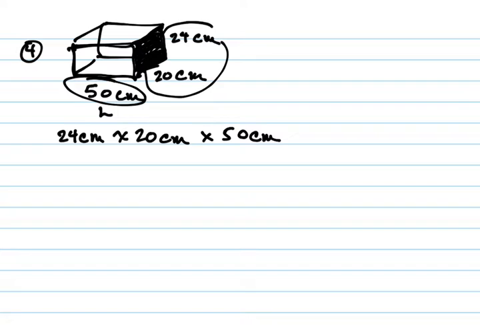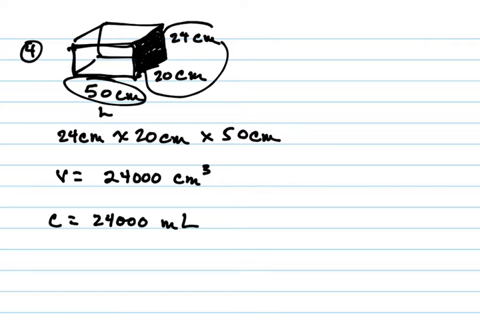Multiplying those together, 24 times 20 times 50 gives you 24,000 centimeters cubed. Now, if we change that to milliliters to find the capacity, the number won't change, but we'll have 24,000 milliliters. But in this particular question, they want this in liters.